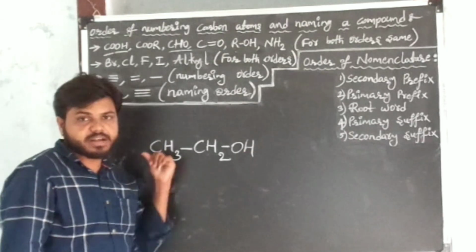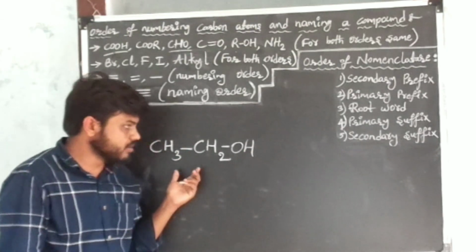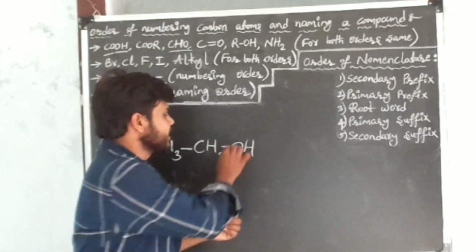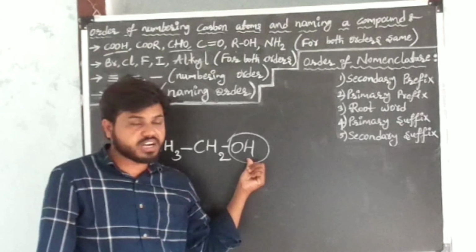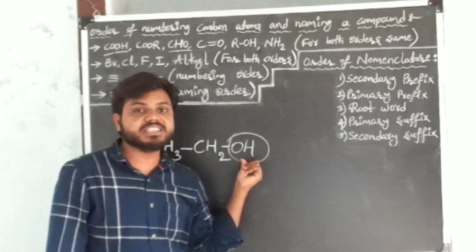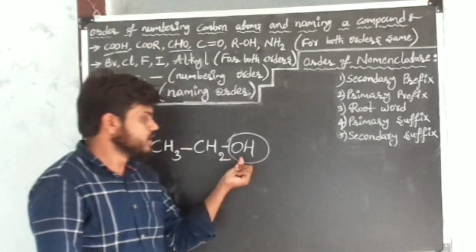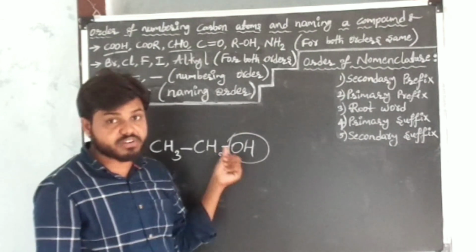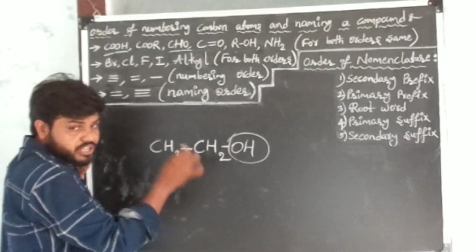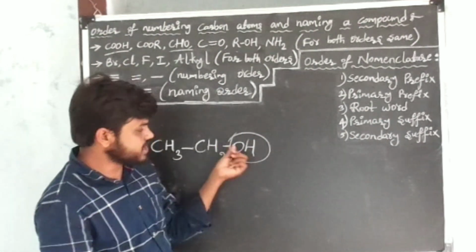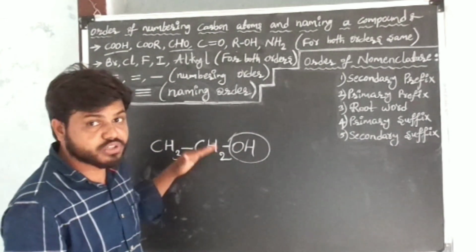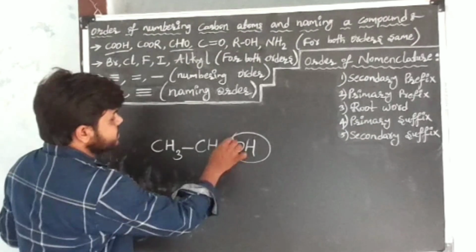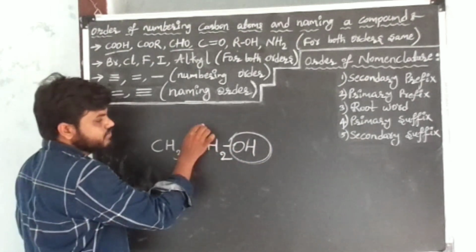This is the given carbon compound. In the given carbon compound, one functional group is there, that is alcohol. Functional group means secondary suffix. The name of the secondary suffix is alcohol. Now give the numbers to each carbon atom in such a way that this alcohol should get the lowest number. That's why I'm starting from the right side.